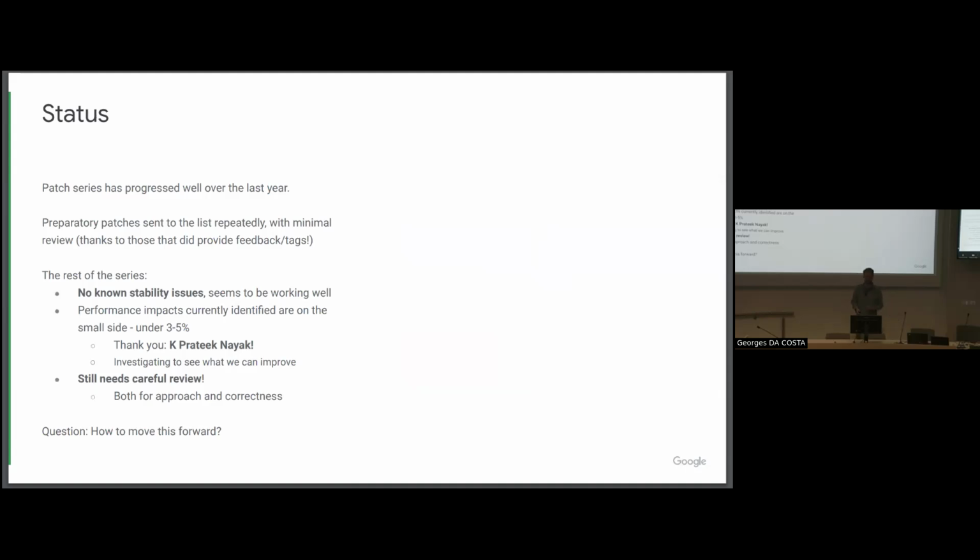Since last year at OSPM, the patch series has progressed pretty well. I've been sending preparatory patches to the list for a couple of months, repeatedly, and gotten some minimal review. I do appreciate folks who have provided feedback and tags. It really is great. For the rest of the series, at the moment, I don't have any known stability issues, so that seems to be working well. Thanks to Kipratik for doing some performance testing. Right now, the worst case seems to be on the small side, 3 to 5%. I need to go digging a little more there, but a lot of the larger performance regressions we were seeing earlier have been resolved.